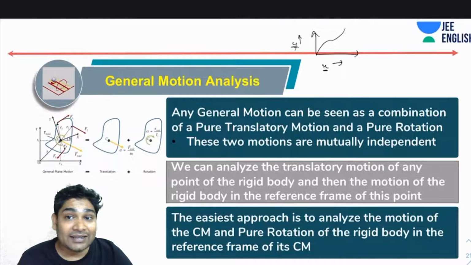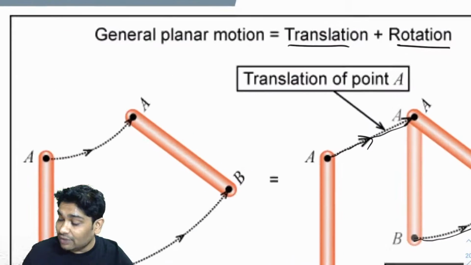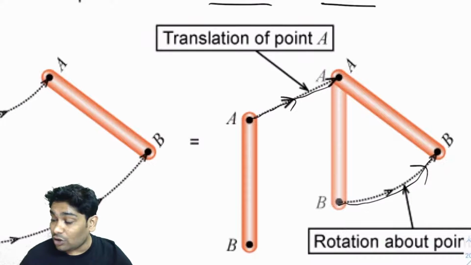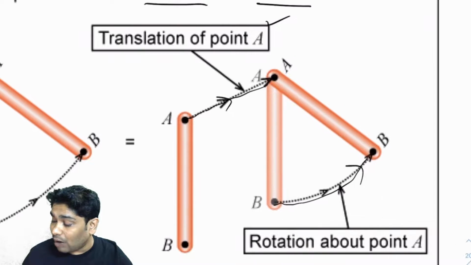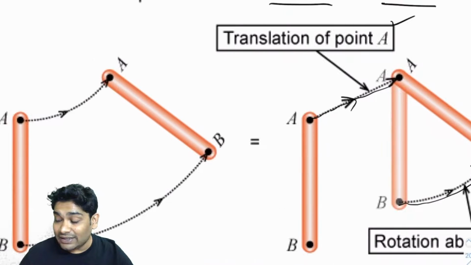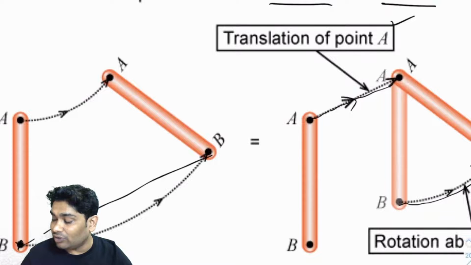We can analyze the translatory motion of any point of the rigid body, by the way. As you can see here, I have broken this motion into the translation of A and rotation about A. Right. So it's not necessary that we do it for CM only. I can do it about any point. I can see the translation of any one point. I could have also done this like this. I could have moved this in a straight line and then rotated this rod about this point.